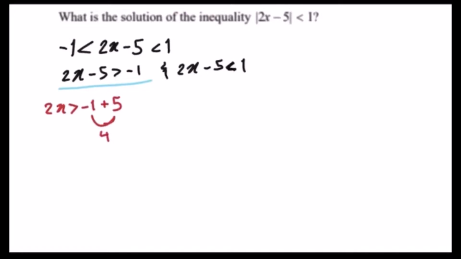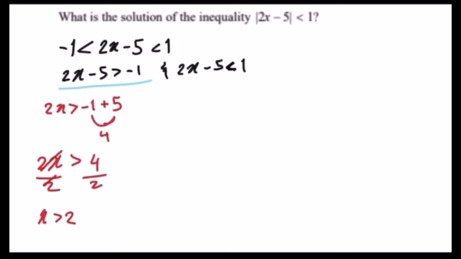So it will be 2x greater than 4. We're going to cross the common factor out by the coefficient, and we're going to divide 4 by 2, which will give you, for the final answer, x greater than 2. Now that we're done, let's move on to the other side.